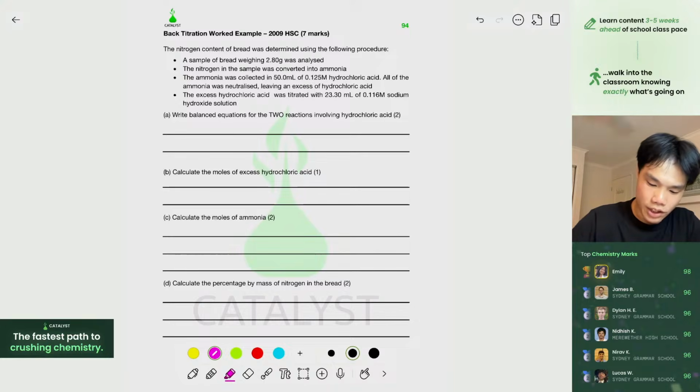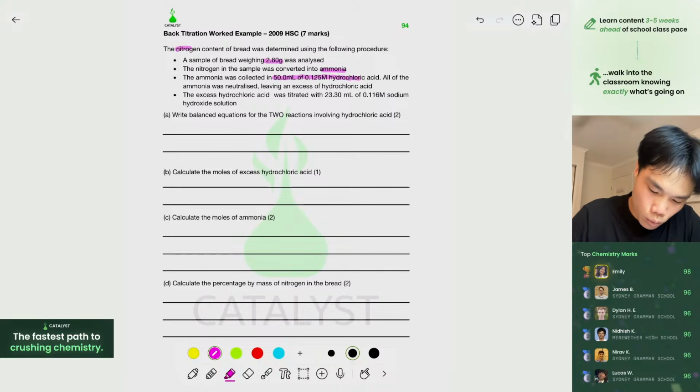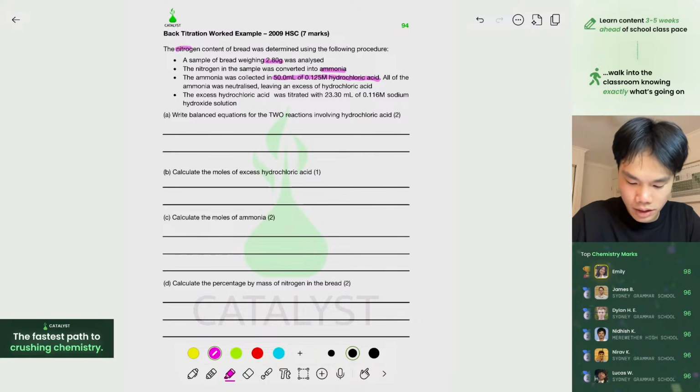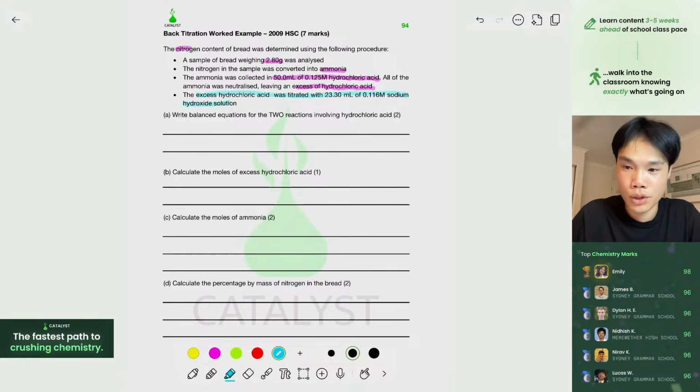The nitrogen content of bread was determined using the following procedure. A sample of bread weighs 2.8 grams. Nitrogen in the sample was converted into ammonia. The ammonia was collected in 50 mL of 0.125 molar hydrochloric acid, and all of it was neutralized, leaving an excess of hydrochloric acid. The excess hydrochloric acid was titrated with 23.3 mL of 0.116 molar hydroxide solution. First of all, write a balanced equation for the two reactions involving hydrochloric acid.